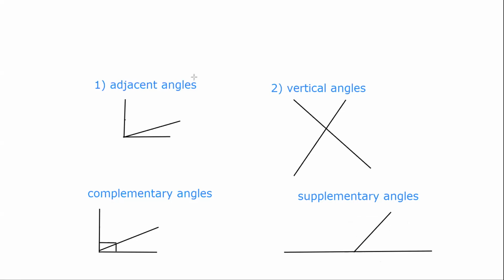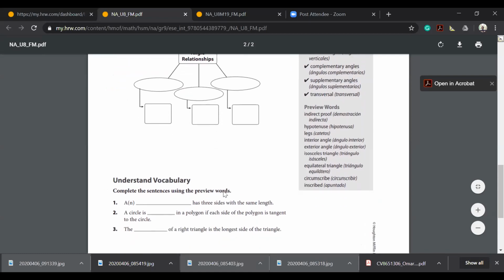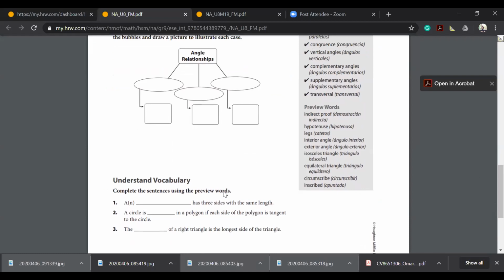Okay, very good. Going back to our book. In here, we wrote the names of the angles and we drew them. And then, a or an what has three sides with the same length? From here, this is what? An equilateral triangle. The equilateral triangle is the triangle that has three sides equal to each other.